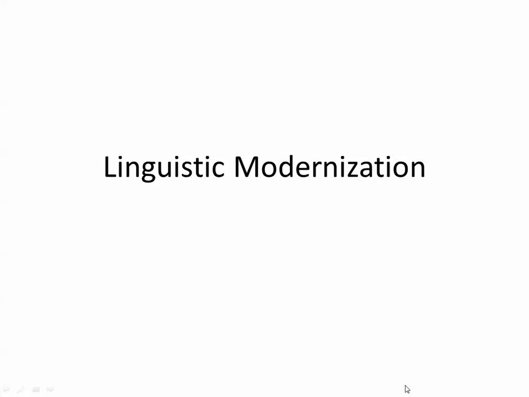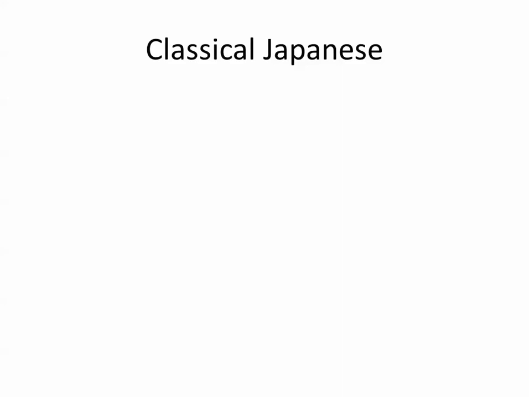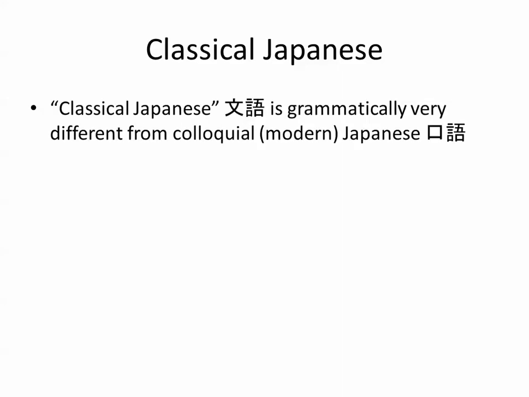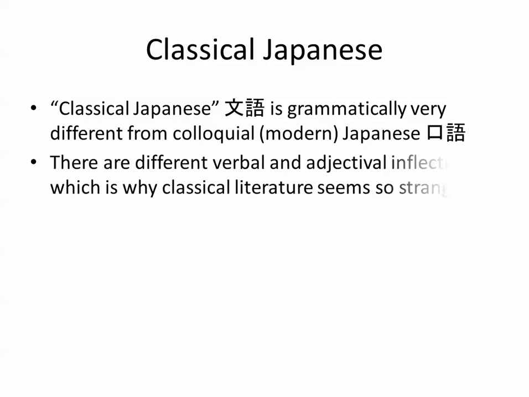There was a huge change between classical Japanese and modern Japanese. So what is classical Japanese? Classical Japanese, usually referred to as bungo, is grammatically very different from colloquial or modern Japanese, which we refer to as kogo or the vernacular. Okay, the ko means kuchi, the way that language is spoken. There are different verbal and adjectival inflections in classical Japanese, which is why if you just pick up a text, the Tale of Genji or something like that, it really seems like a foreign language.